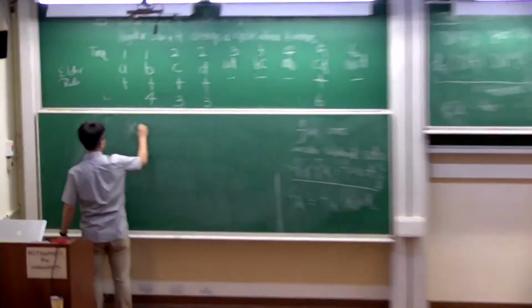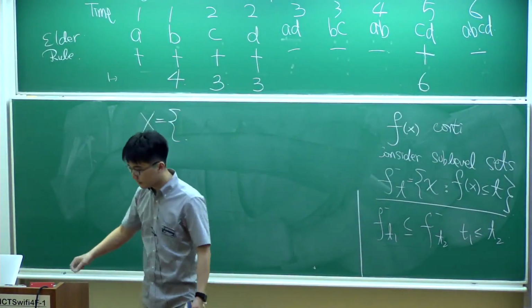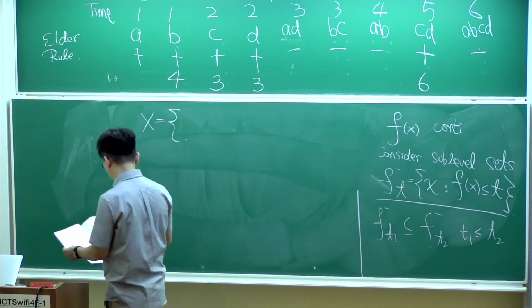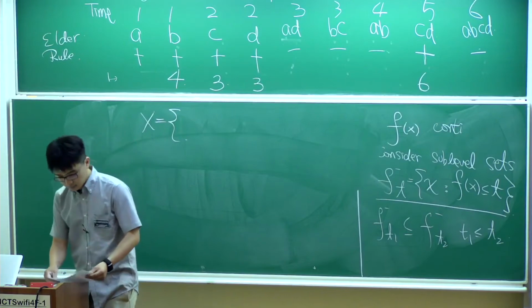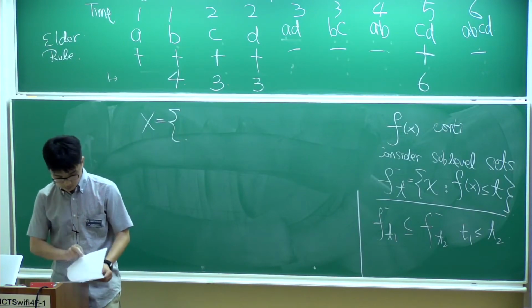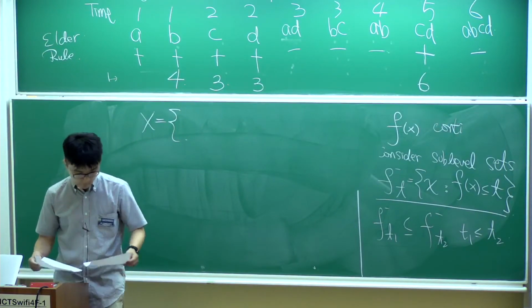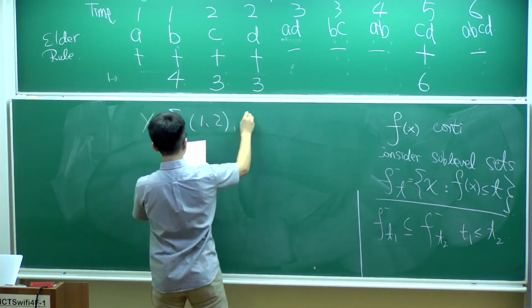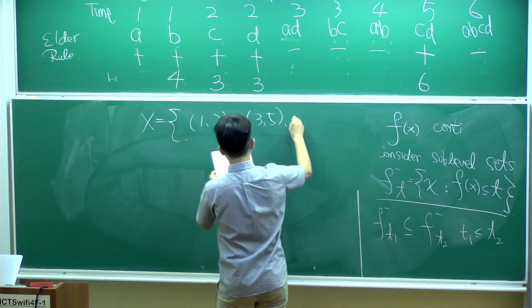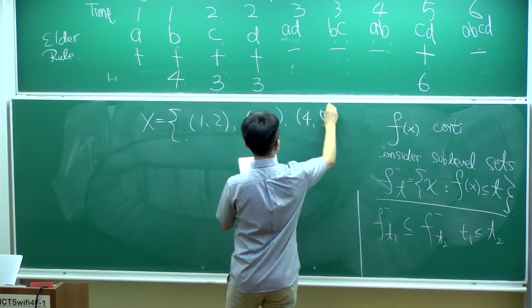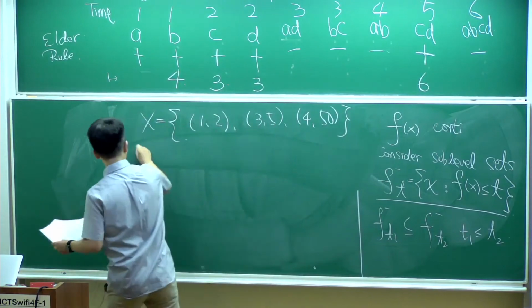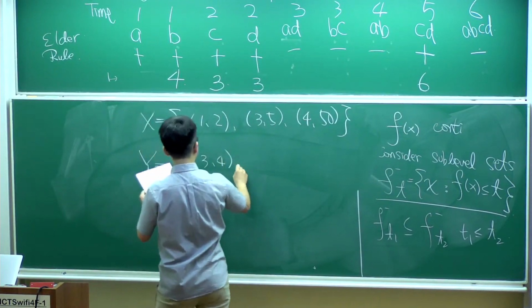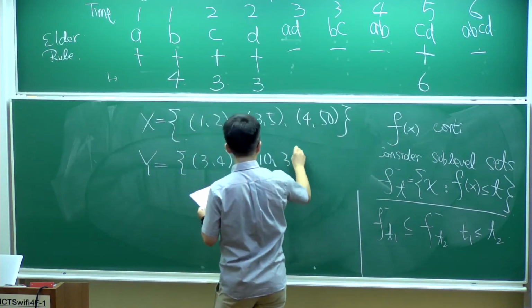Suppose I have a point like this. There it goes. I have a point set like this: 1, 2, 3, 5, 4, 50. And I have another one: 3, 4, and 10, 30.